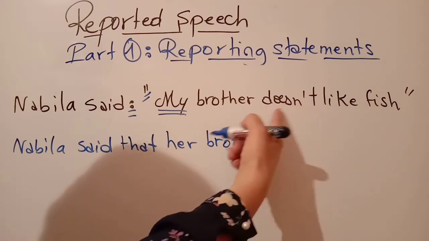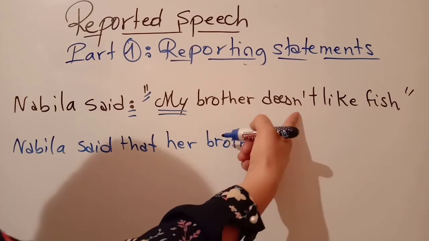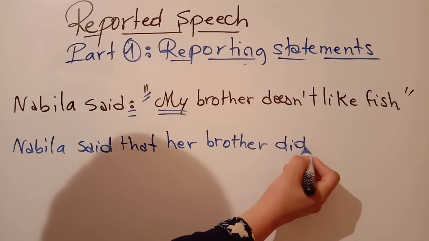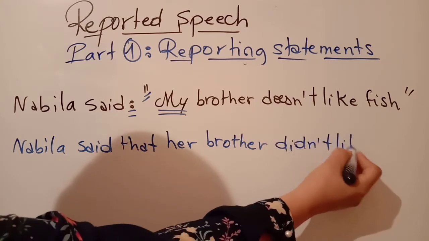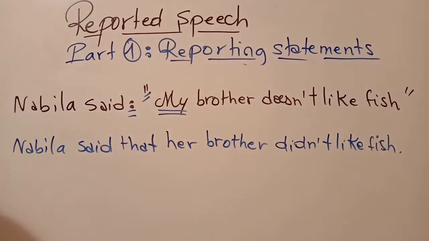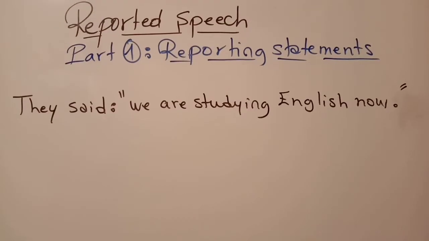doesn't like, so like it's present simple, okay? So doesn't becomes didn't like fish. Okay, so the sentence is as follows. Nabila said that her brother didn't like fish. Right? Another example with a different tense.